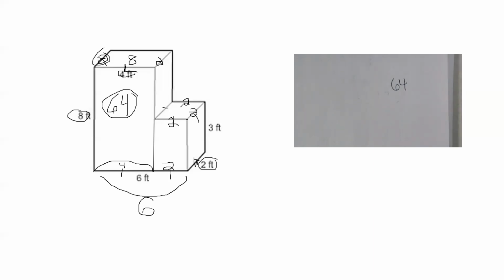So 2 by 2 is 4. So this base has an area of 4, and 4 goes up and down 3. And 4 times 3 is 12. So this volume is 12. This volume is 64.